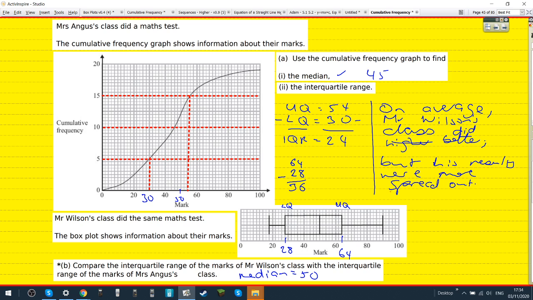Well done. So if you have to compare a cumulative frequency diagram to a box plot, two things: average and spread. The median is the simplest. Just go across from the middle, hit the line, go down. For this one, the median was 50. So you can see Mr. Wilson's class did about 5 marks better on average. And then do the interquartile range, and see which was more spread out. Any questions there?